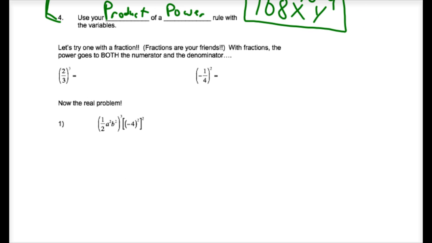All right, let's try one with a fraction. Fractions are our friends, guys. They're easy. Decimals are bad. Fractions are good. Okay? Here we go. 2/3 quantity cubed. If you expanded it, does everybody agree it would be 2/3 times 2/3 times 2/3? And then, if you condensed it, the knucklehead kid will condense it and make it look just like the original problem. Go forward and go backward. How about this? How about 2 cubed over 3 cubed?